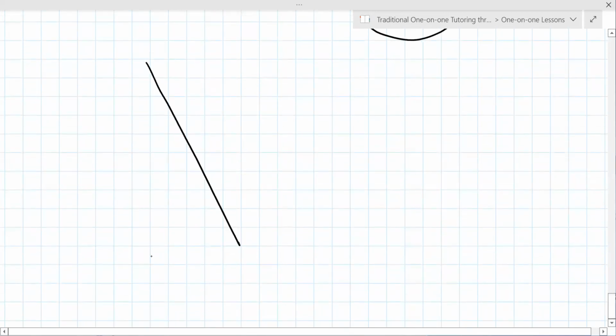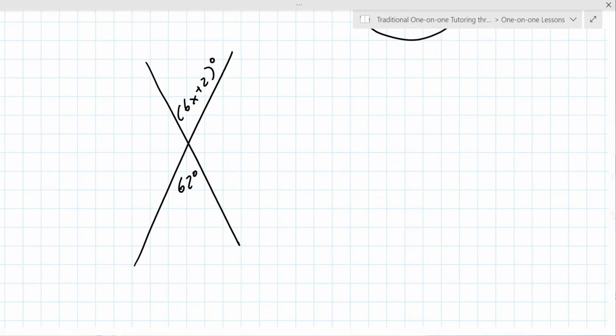All right, so vertical angles can appear in a variety of ways. So this is 62 degrees, and this right here is 6x plus 2 degrees. These are vertical angles because they're across from each other. Do you agree with that? Do you see that? So the path here is to set them equal.